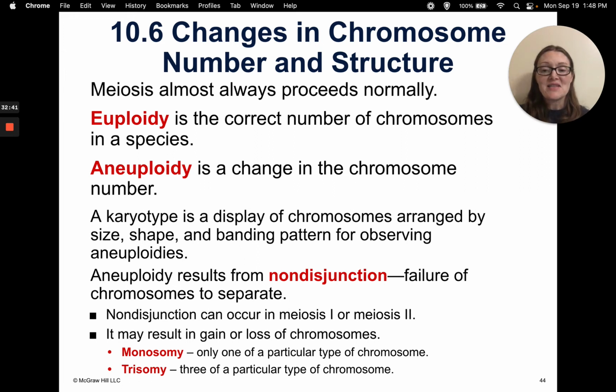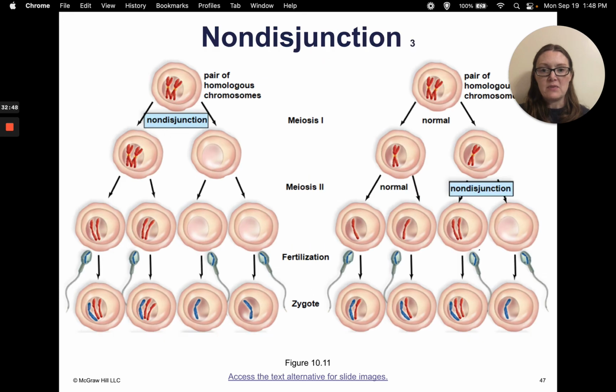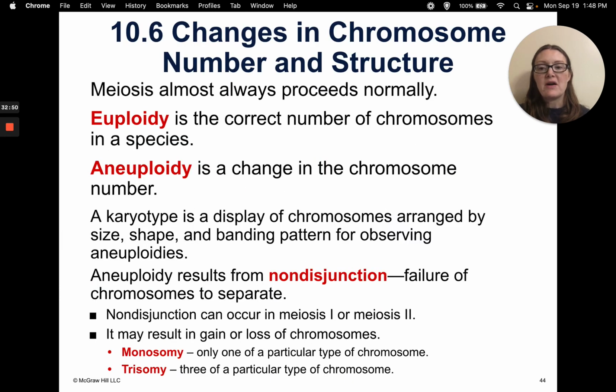A karyotype is a display of the chromosomes arranged by size and shape. We saw that kind of before. A karyotype is where you have all the X's, the chromosomes laid out nice and neat beside each other, so you can compare which came from which parent. Sometimes a karyotype will show that there are too many or too few chromosomes present, and a lot of times this results from nondisjunction or the failure of the chromosomes to separate.